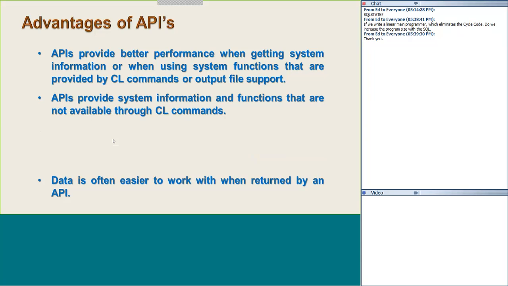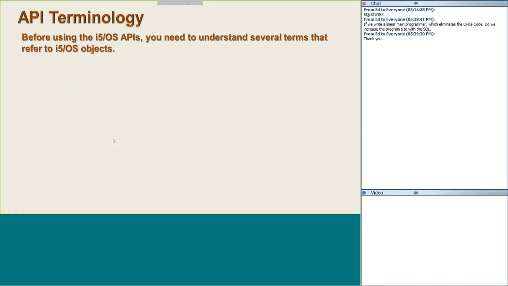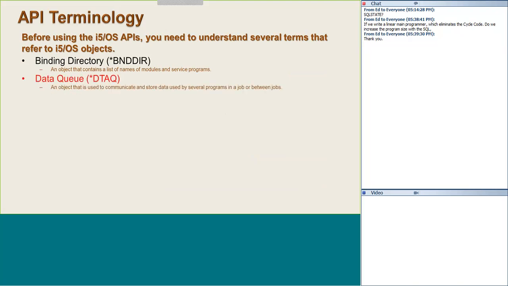Let's just look at some of the terms. Binding directory. Well, we've talked about that. It contains a list of names of modules and service programs that is used to bind stuff together. A data queue is an object that is used to communicate and store data used by several programs in a job or between jobs. This is red because it is replaced much more efficiently by a user index or a user space.